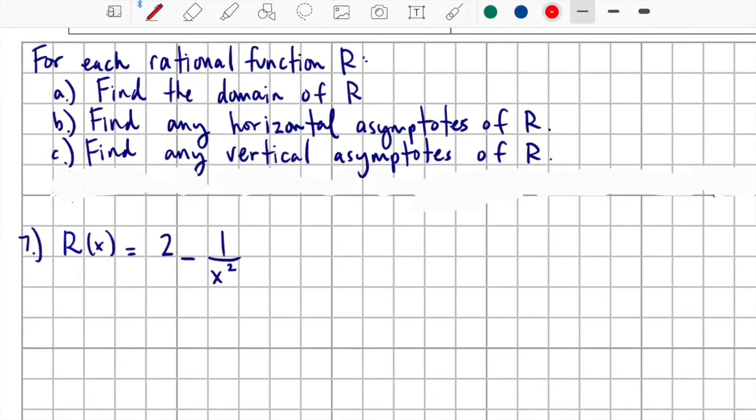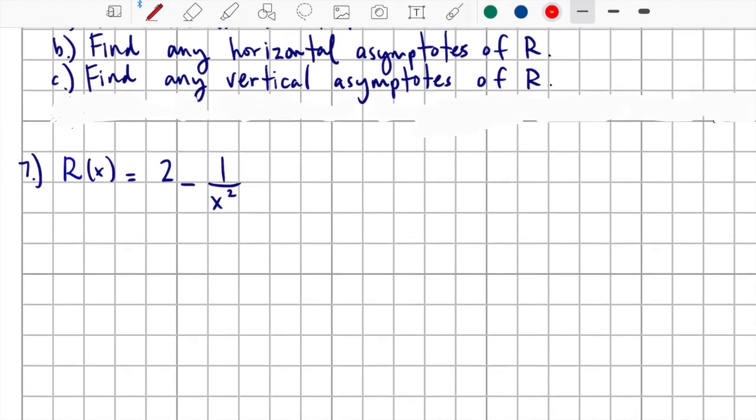Okay, so now we're going to find, for each rational function R, the domain of R, any horizontal asymptotes of R, and then any vertical asymptotes of R. So first things first, domain. The domain of this rational function, 2 minus 1 over x squared.